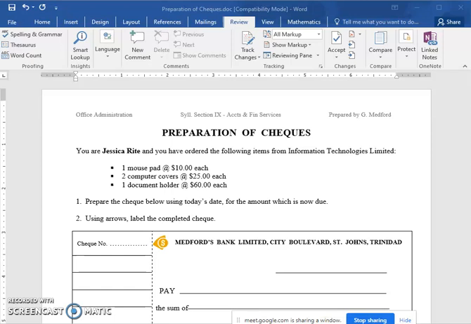The activity says you are Jessica Wright and you have ordered the following items from Information Technologies Limited. One mousepad at $10 each, two computer covers at $25 each, one document holder at $60 each. You are to prepare the check using today's date for the amount which is now due. So the first thing I would like you to do is calculate the amount that is going to be due on this check. I'm giving you a few minutes. Calculate the amount that is due on the check.